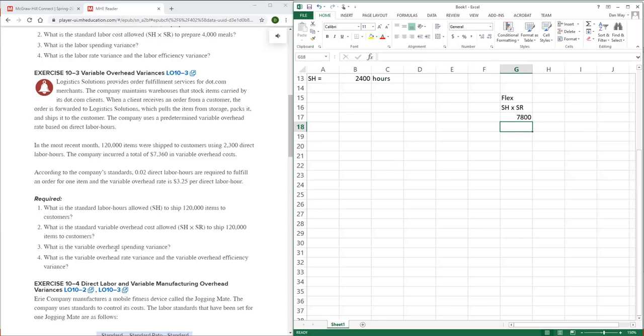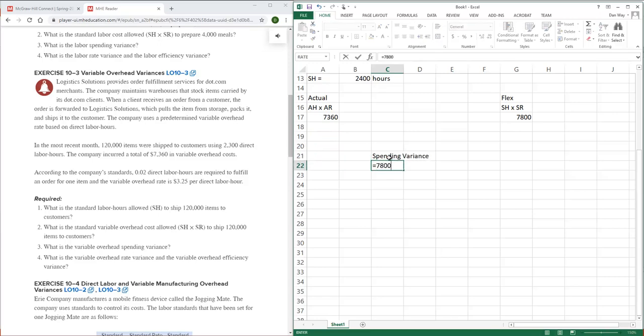Number 3 said, what's the variable overhead spending variance? Again, we'd be comparing the flex to essentially the actual hours, actual rate. Although again, here we know that we incurred a total of $7,360 in variable overhead costs, so we don't have to do that interim math yet. Our overall spending variance then is going to come from comparing those two items as shown.